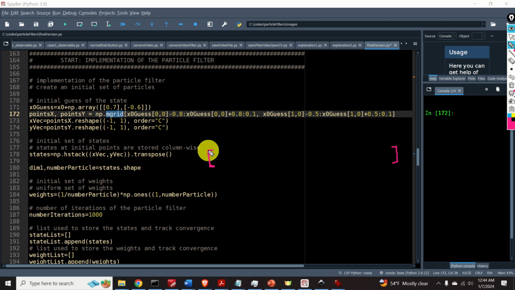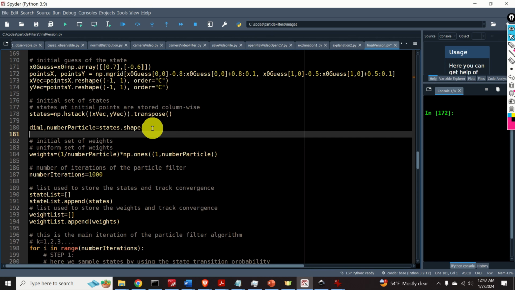All the initial state samples are actually stored column-wise. That is, the first column corresponds to x01. The second column corresponds to x02. The third column is actually x03. And the last column is x0n.